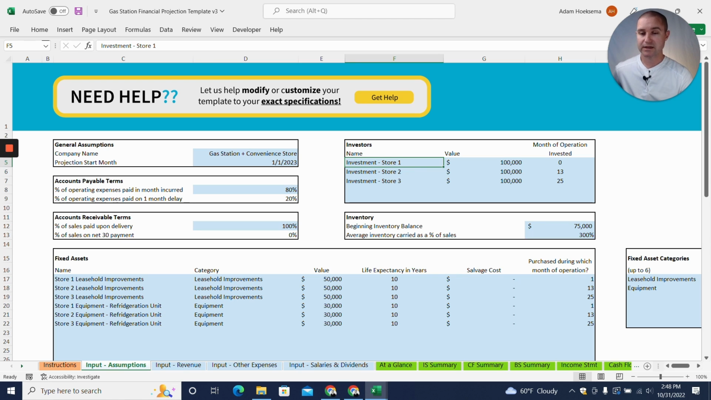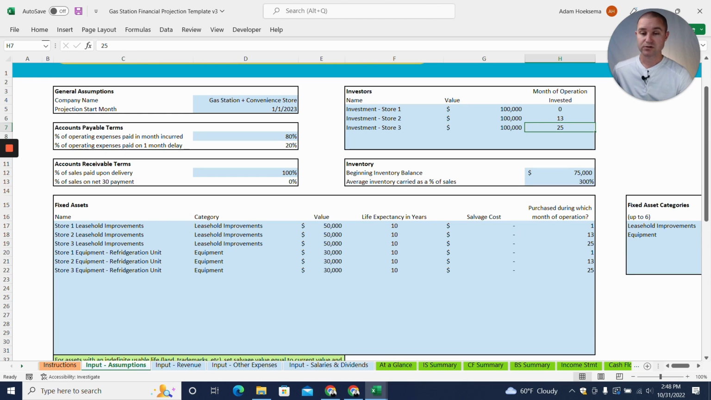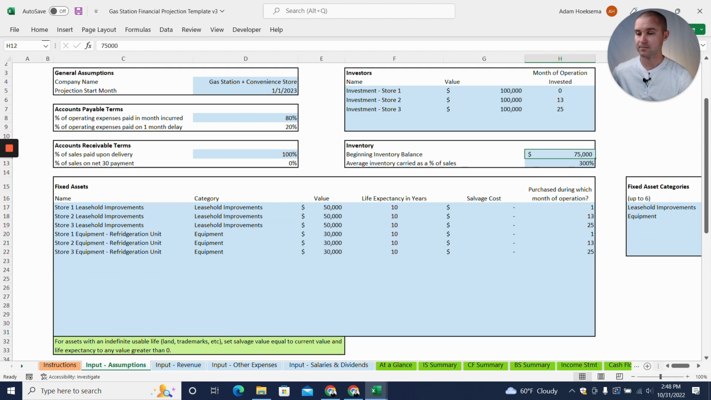So we are assuming that in month 0 here, we are going to invest $100,000 to get store 1 off the ground. Then in month 13, store 2, $100,000, and then another $100,000 investment in month 25 for the 3rd store. We're also assuming $75,000 worth of initial inventory. That could be both convenience store inventory or fuel inventory. You want to put what you expect to start out with on the day you open.